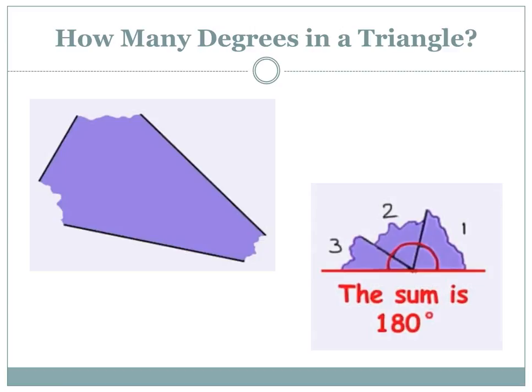three corners, or angles, of the triangle together will form a straight line of 180 degrees. This demonstrates that all triangles have a sum of 180 degrees.